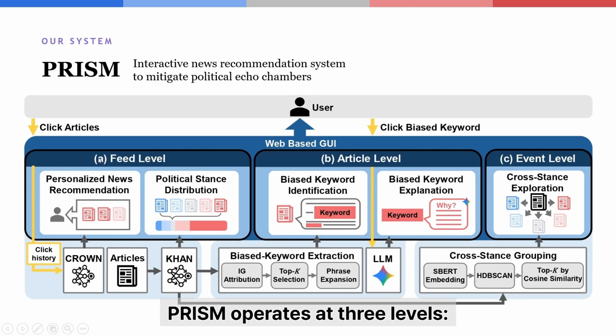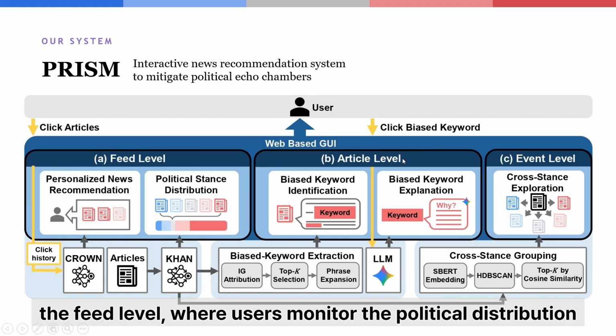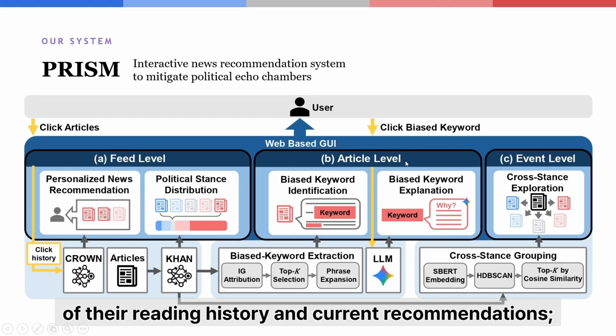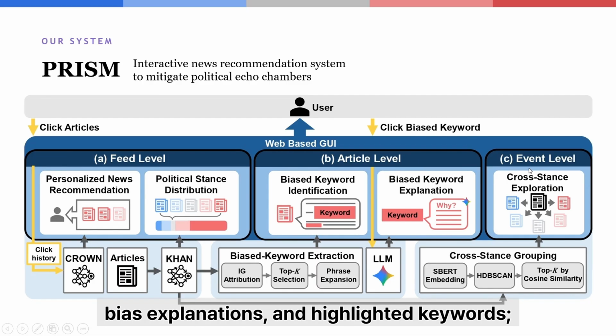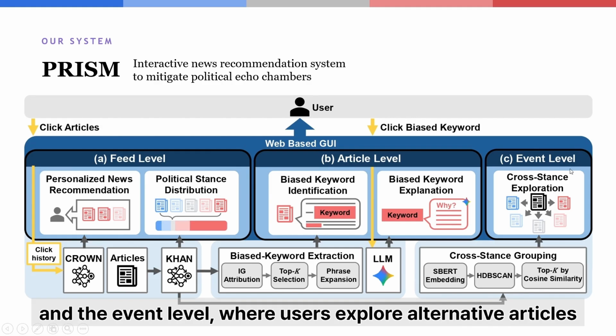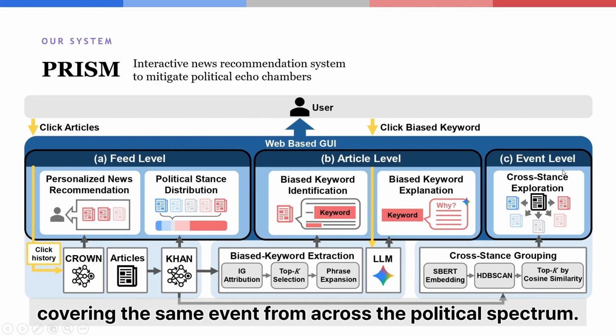Prism operates at 3 levels: the feed level, where users monitor the political distribution of their reading history and current recommendations; the article level, where users inspect predicted political stance, bias explanations, and highlighted keywords; and the event level, where users explore alternative articles covering the same event from across the political spectrum.